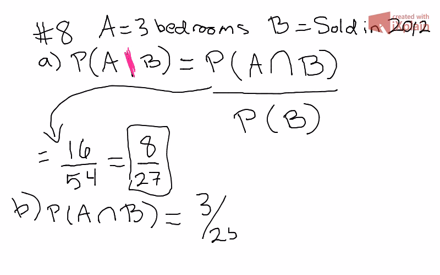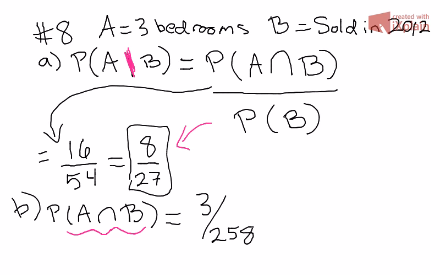So we have 16 over 54, and we reduce that to 8 over 27. So for B, we want to know the probability that the house has 5 or more bedrooms and was sold in 2009. So that's how we get this kind of notation here. It's the probability of A and B. In this case, maybe A stands for 5 or more bedrooms and B is sold in 2009. So you want to know, what's the probability that both of those things happen?